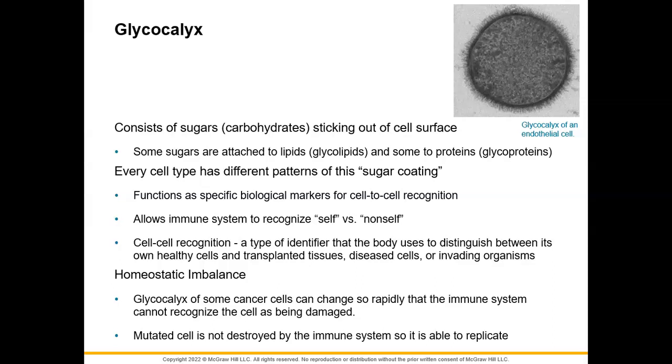It functions as specific biological markers for cell-to-cell recognition, allows the immune system to recognize self versus non-self, and allows the body to distinguish between its own healthy cells and transplanted tissues, diseased cells, or invading organisms. Imbalance of homeostasis occurs in cancer cells, in which the cancer cells can change the glycocalyx so rapidly that the immune system cannot recognize that the cell has been damaged and needs to be destroyed. As a result, the mutated cells are not destroyed and they are able to replicate.